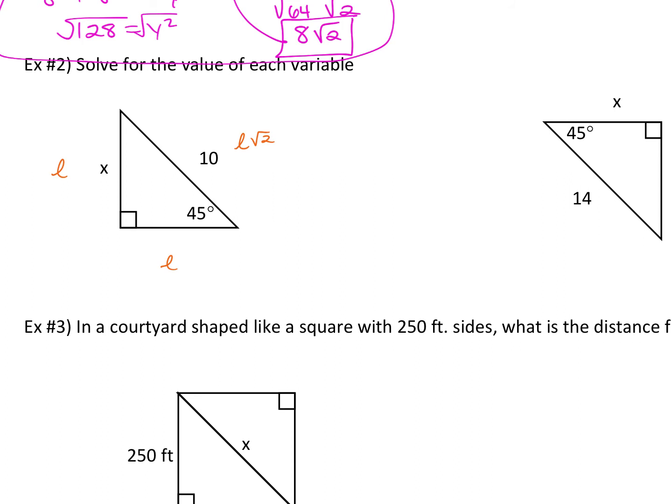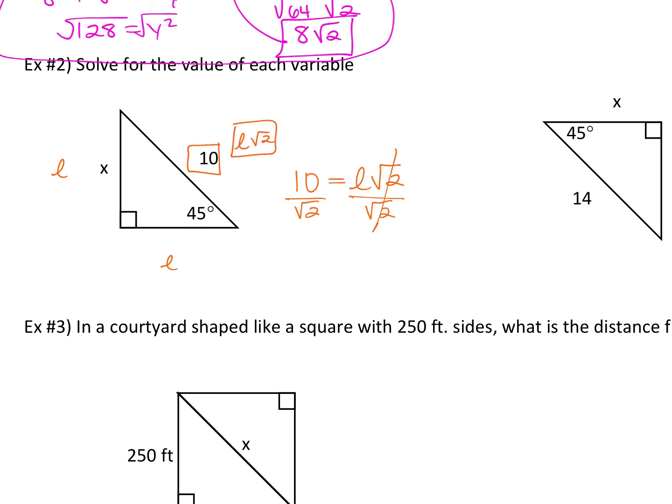Here's what you're going to do. I know this side is L rad 2. So I know 10 is equal to my L rad 2. Now it's just algebra. How do you isolate L right now? How do we solve for L? You divide it by rad 2. Not L rad 2, just rad 2. So divide by rad 2 on both sides. This is 1, so it goes away.